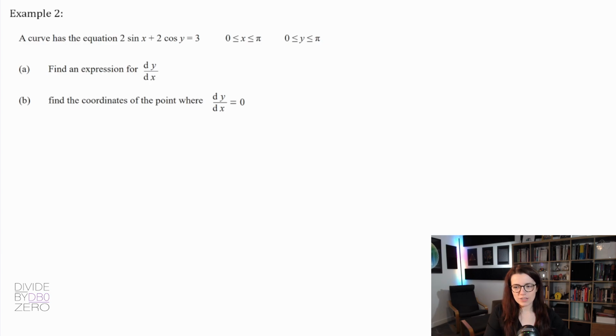Example 2. A curve has the equation 2 sin x plus 2 cos y equals 3. x is between 0 and pi, and so is y. Part A, find an expression for dy/dx.